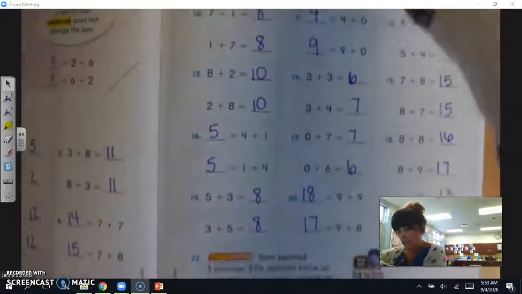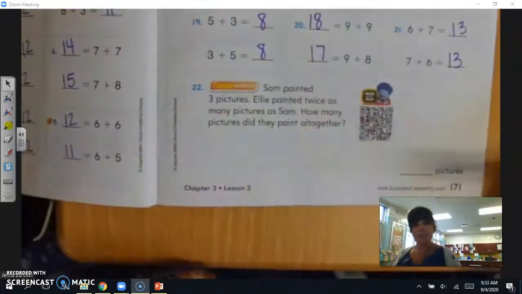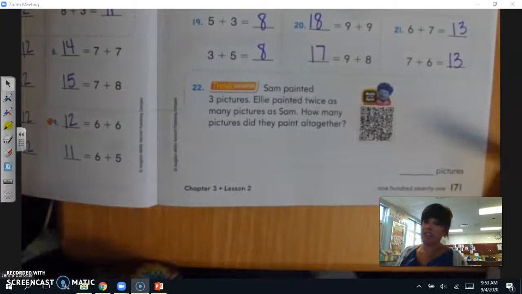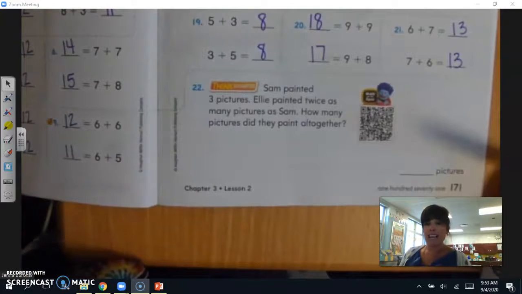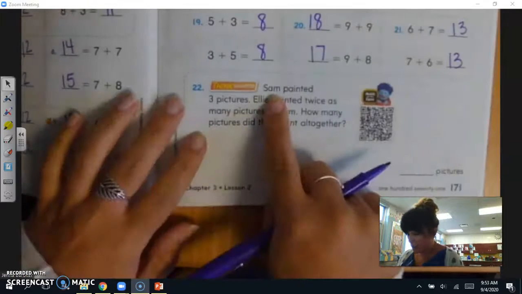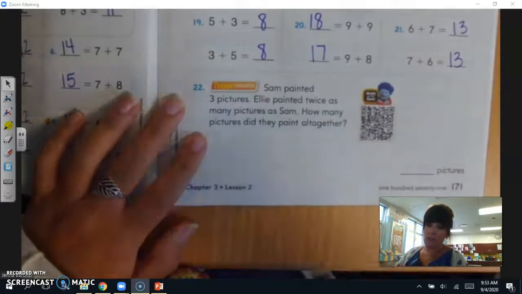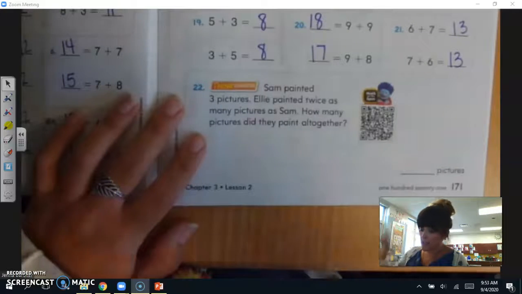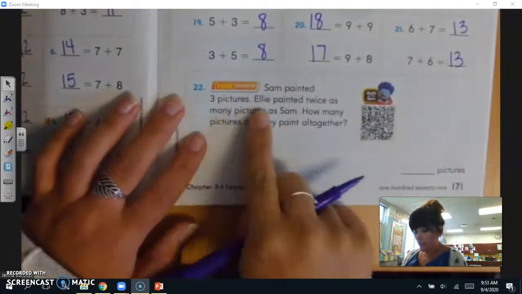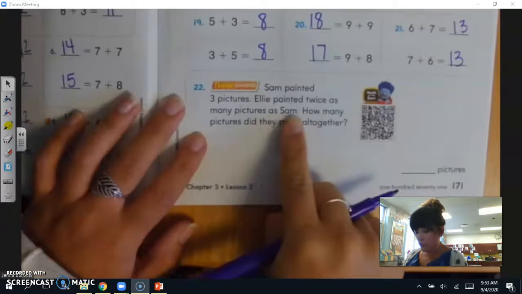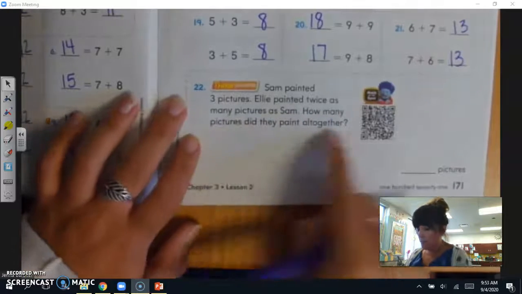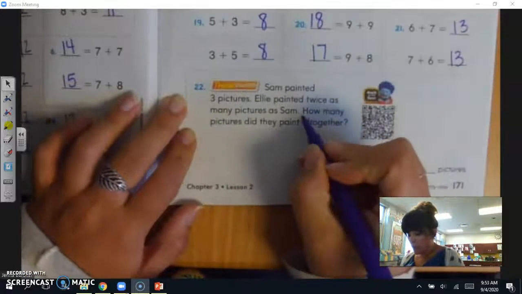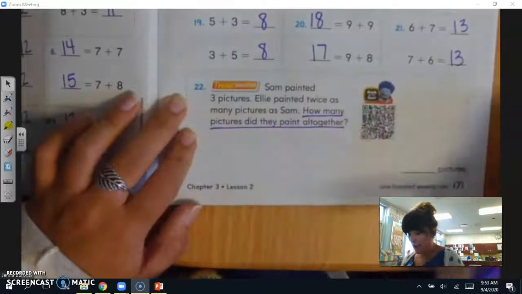Number 22. Sam painted 3 pictures. Ellie painted twice as many pictures as Sam. How many pictures did they paint together? So, again, I'm going to read it again because I read story problems twice. Sam painted 3 pictures. Ellie painted twice as many pictures as Sam. How many pictures did they paint all together? So the question is, how many pictures did they paint all together?